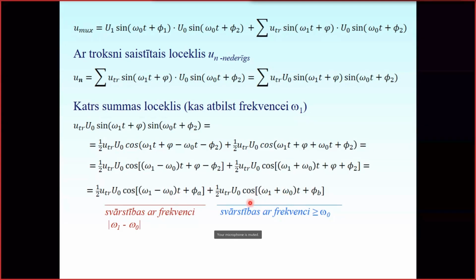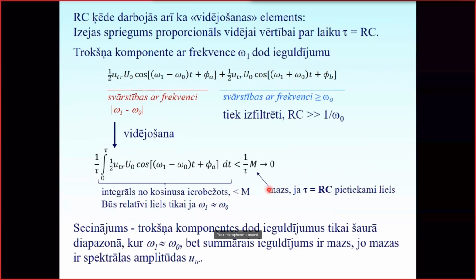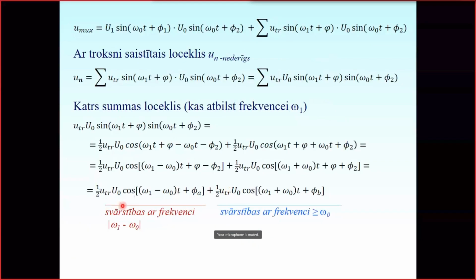So it will be immediately cut out by the filter. The other one is generally a more or less slow oscillation, and it's very important how far omega 1 is from omega 0. When they are quite far apart, this difference will be high.